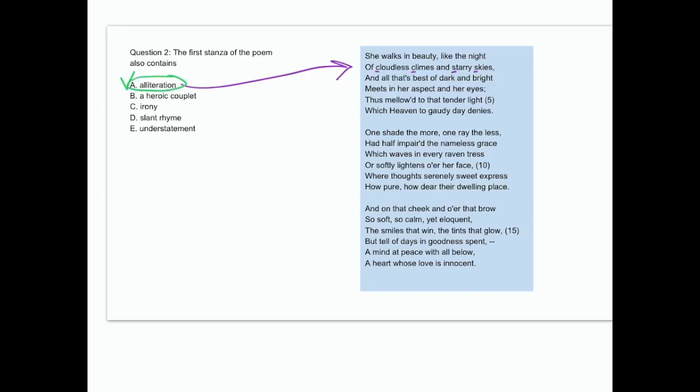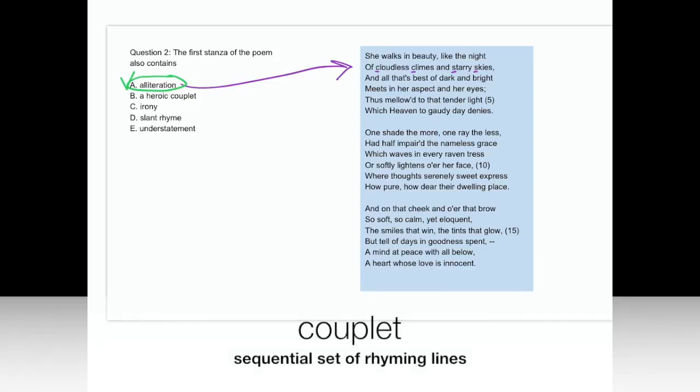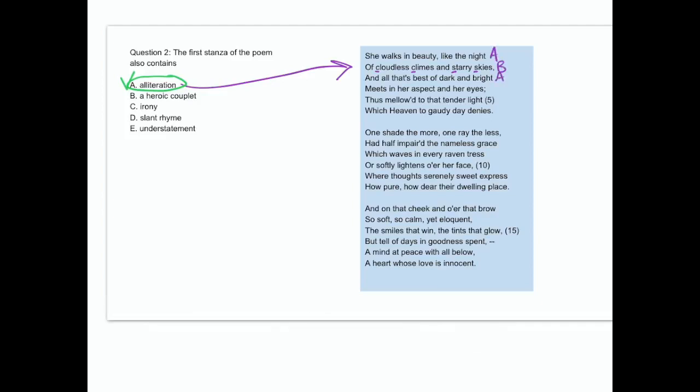Looking quickly through the rest for a review of these terms, B, a heroic couplet. A couplet is two rhyming lines in succession, and our rhyme scheme here is A, B, A, B, A, B, so we don't have any couplets. A heroic couplet in particular is two rhyming lines in iambic pentameter, and here, since we have 8 syllables rather than 10, this is iambic tetrameter rather than iambic pentameter. So, no couplets here, and certainly no heroic couplets.